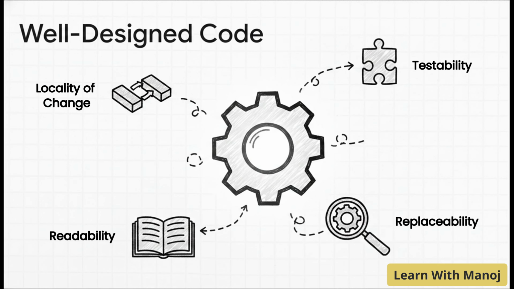So, what does good actually look like in a code base? Well, when we successfully apply design principles in that middle layer, we don't just get some abstract sense of architectural purity. We get highly practical, tangible outcomes. Well-designed code consistently exhibits 4 distinct properties: locality of change, testability, readability, and replaceability. Let's break down exactly what each of these means for your day-to-day workflow.